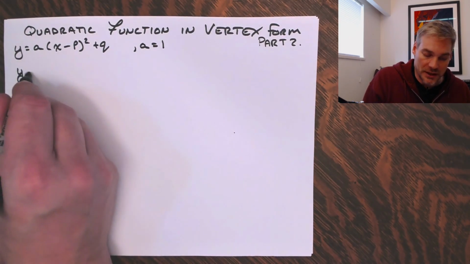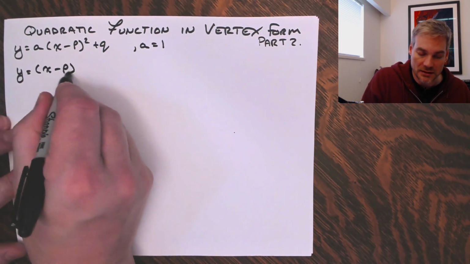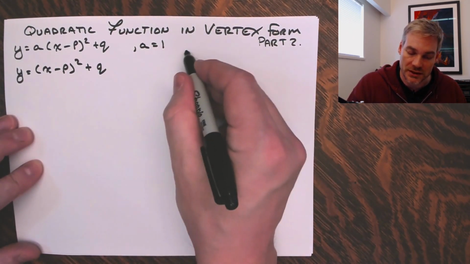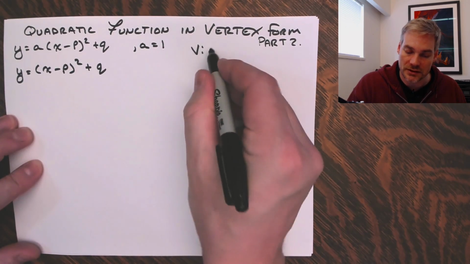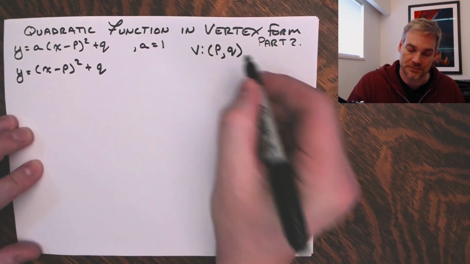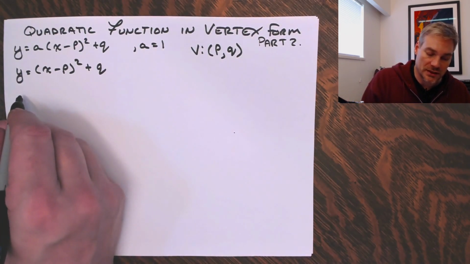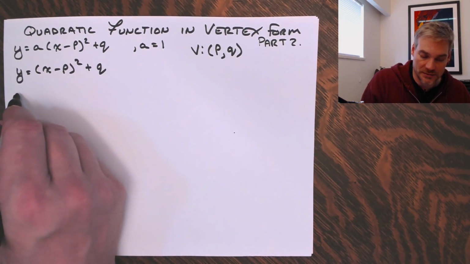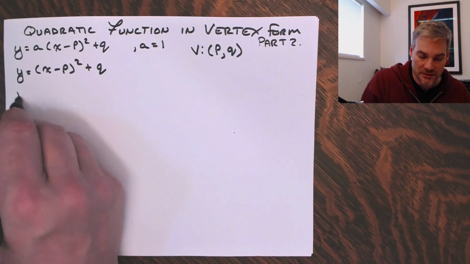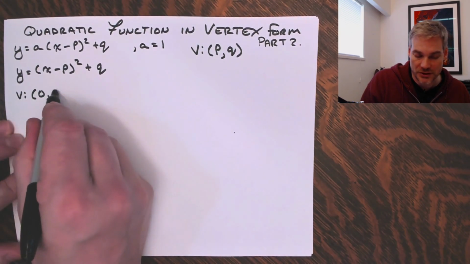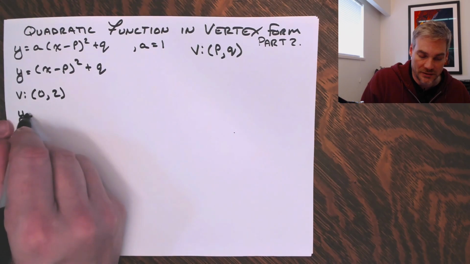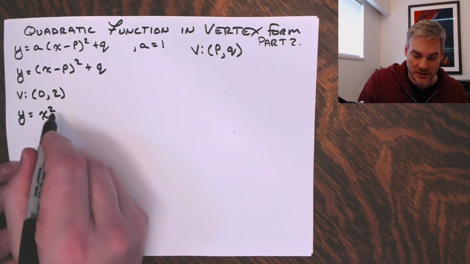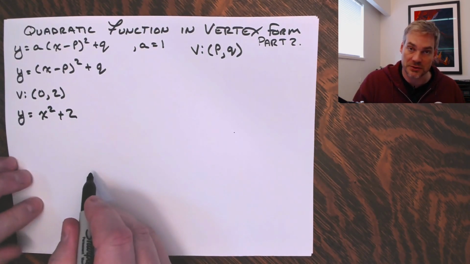So now what we have is a graph that's a little bit simpler. We have y equals (x minus p) squared plus q. Now we know that the vertex is p comma q. So let's consider how q impacts the graph. Let's say our vertex is going to be 0 comma 2. So now we have x minus 0, so that's just x squared plus 2. Now we want to observe how this impacts it.